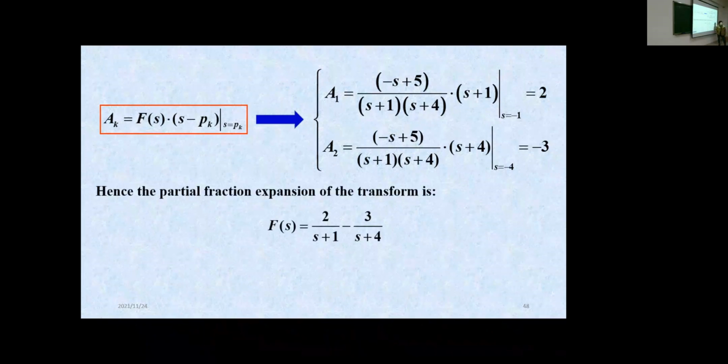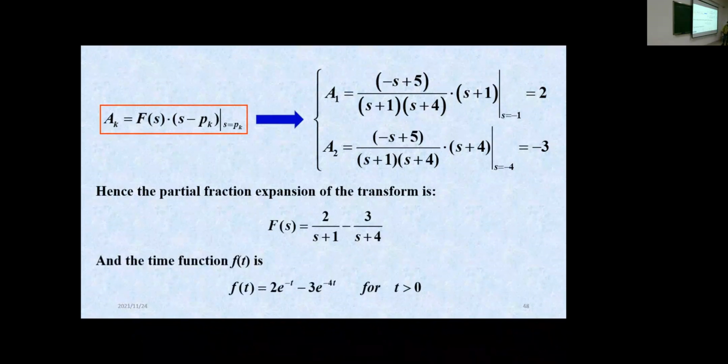Then we have this. If you do the inverse transform, this should be an exponential function. So we will get f(t) like 2 times e to the minus t, minus 3 times e to the minus 4t, right? And of course 4t, that's bigger. Should be bigger. Okay. And how about the other way?